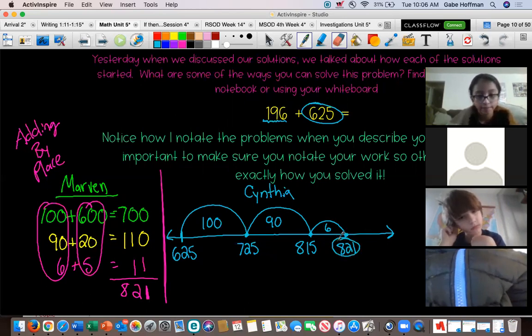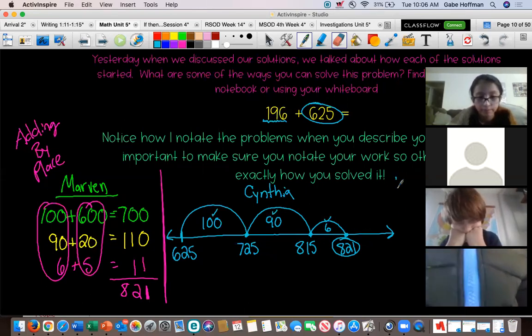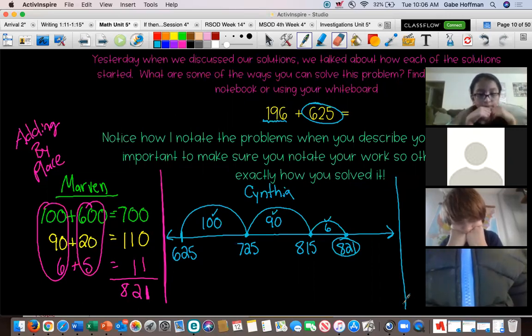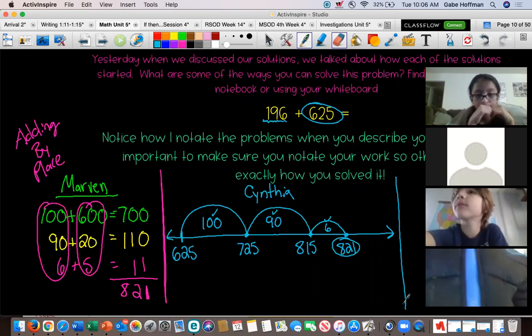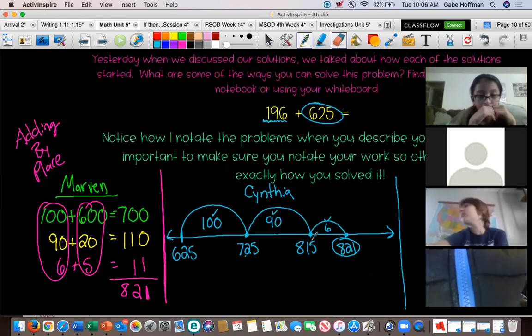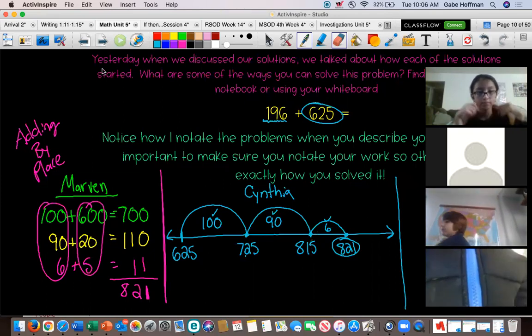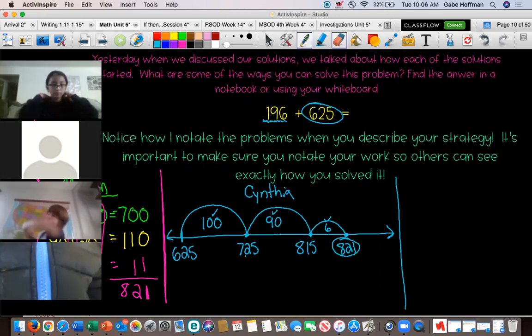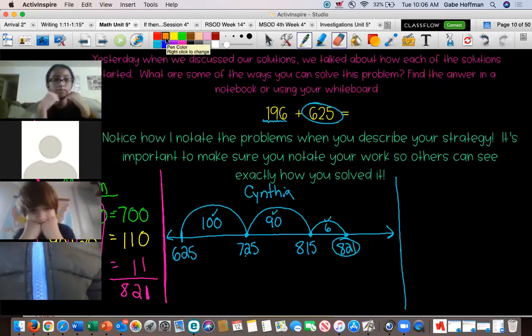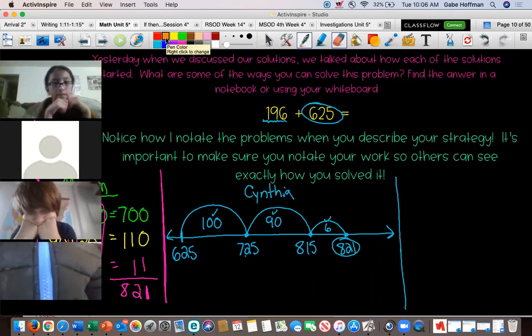Here is her 196, 196, right? So notice how I wrote out, and I'm guessing Cynthia's looks the exact same, every last step. My 100, I wrote where that got me, my 90, where that got me, and my 6. The last one I'm going to show you over here to the side is adding in chunks. And that's where I start with one number. Basically, what Cynthia just did is kind of like adding in chunks, but she's using a number line to help keep track of her thinking.